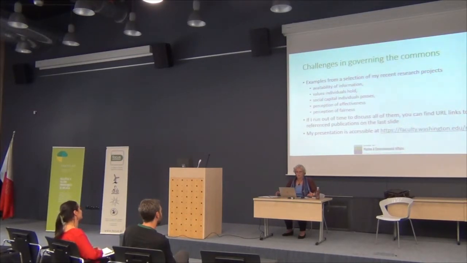How do you govern commons where people hold different values? Men different than women, rich different than poor, educated different than non-educated. In my country, Democrats different than Republicans. In Europe, green different than social democrats. How do you govern the commons when some people perceive the system that you have as effective and others think, no, it's not effective at all? And the last challenge that I would have discussed if I had 45 minutes more would be, how do you govern commons if people have different perceptions of fairness?